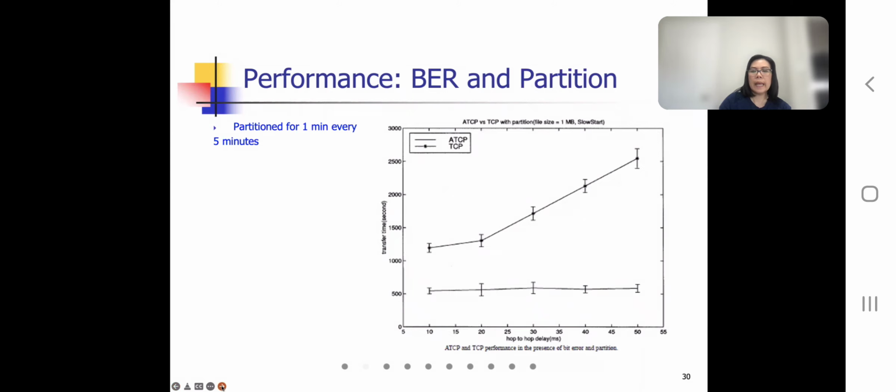In another experiment, we have high bit error rates and partition. The network is partitioned for 1 minute for every 5 minutes. Again, ATCP here has lower transmission time, and TCP has higher transfer time for the whole file. This is almost constant, while this increases significantly as the hop delay, or the round trip time, increases.